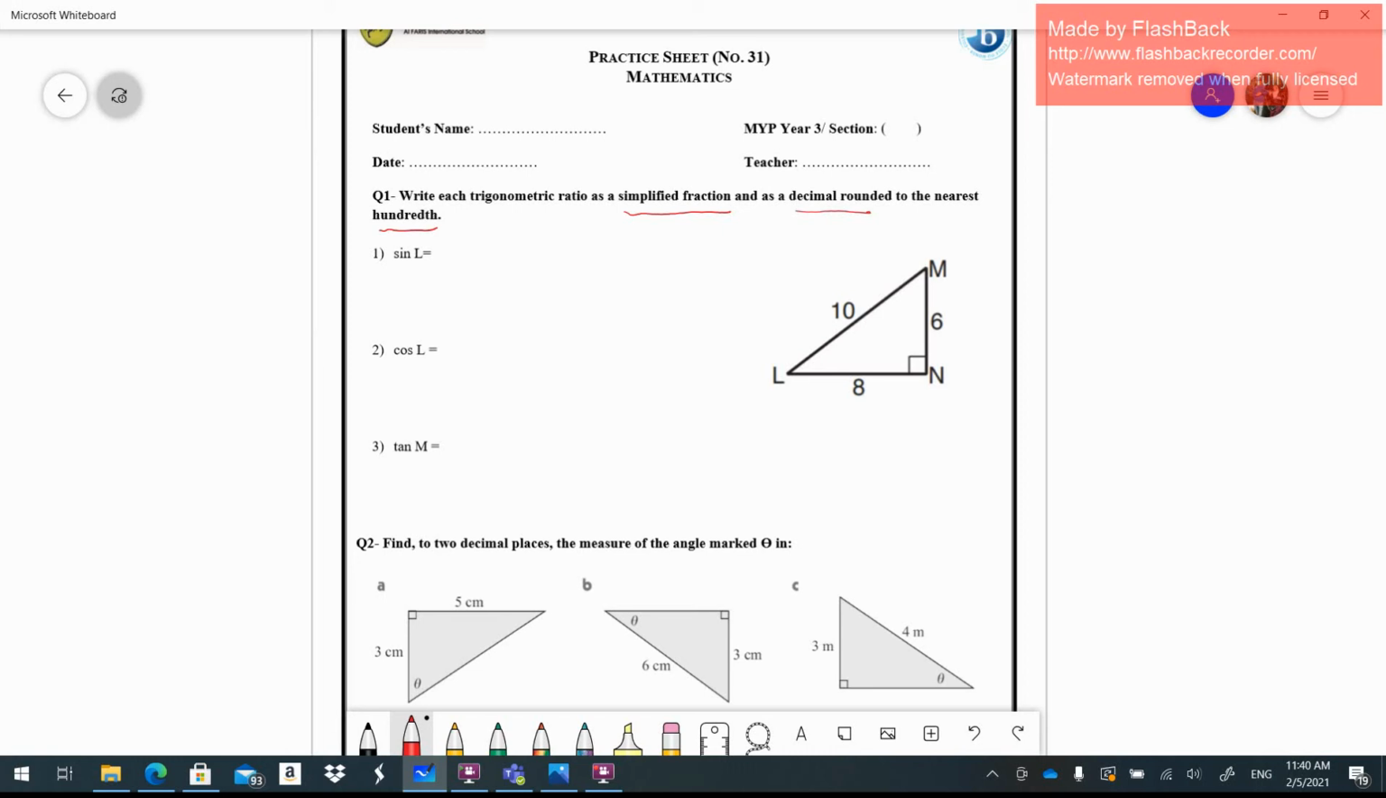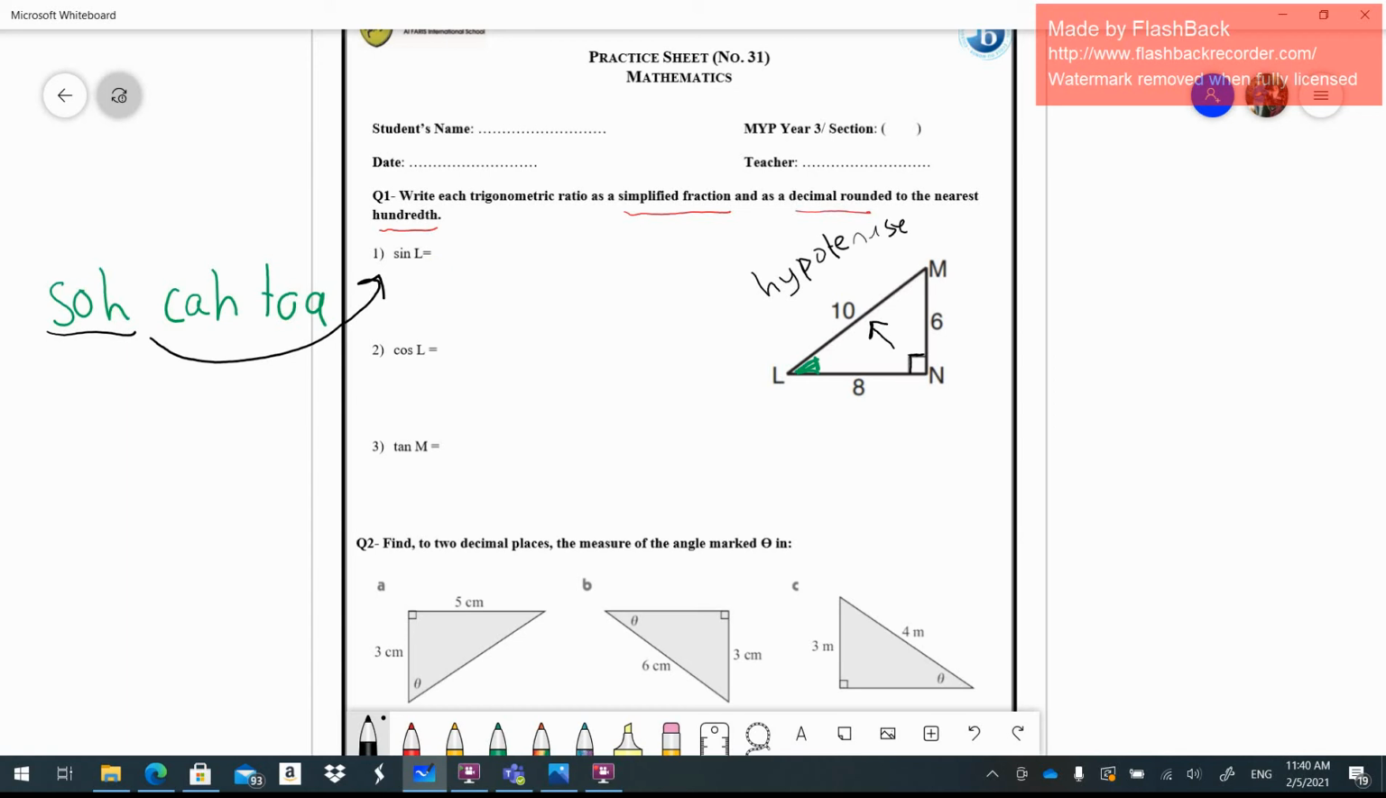So this is my right triangle. This is angle L. So what is the sine? Remember, SOHCAHTOA. The sine is the opposite side over the hypotenuse. Let us look at this triangle. The hypotenuse is always the side facing the 90 degrees, so therefore this is the hypotenuse, which is 10 here.